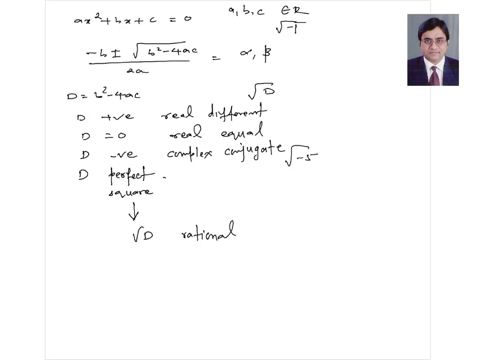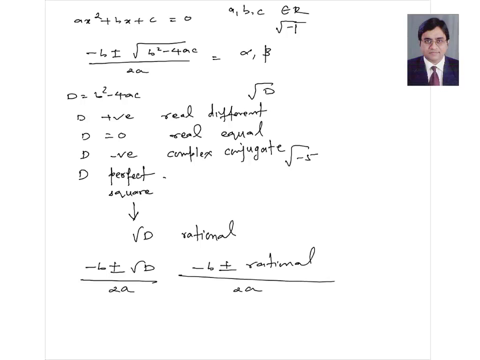Why is it not safe to conclude that? Because of b and a. If I am getting something like this, minus b plus or minus rational, whole divided by 2a. I have only said that a, b, c are real, okay? But I have not said that they are rational, they need not be rational. No such restriction till now.